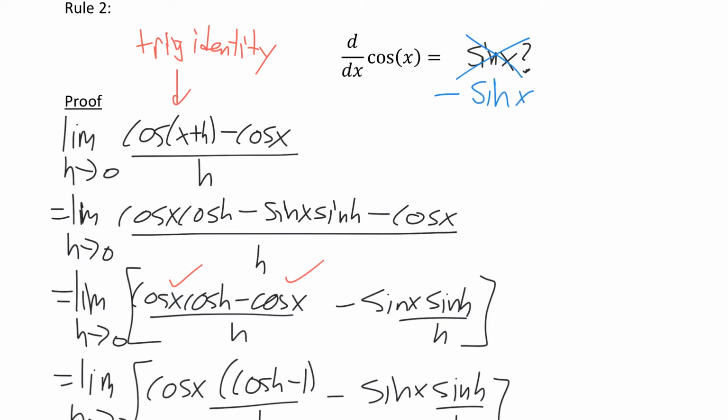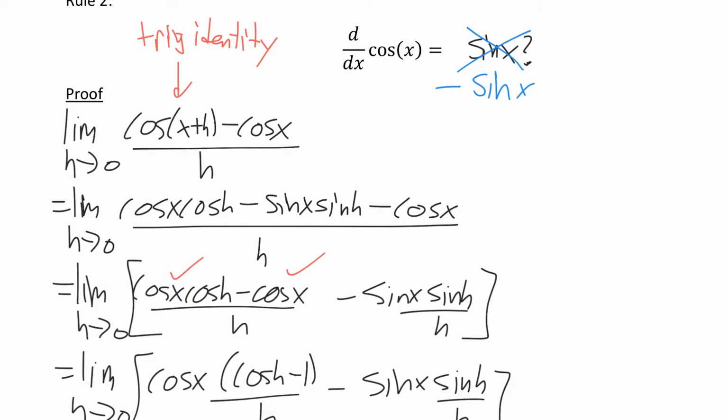Now, if you're wondering where that negative comes from, it's actually from the trig identity. When we do cos of a plus b, we actually get a negative sign there, and this negative sign follows through all the way along in the proof to give us the negative in the derivative. So it's kind of interesting that way.